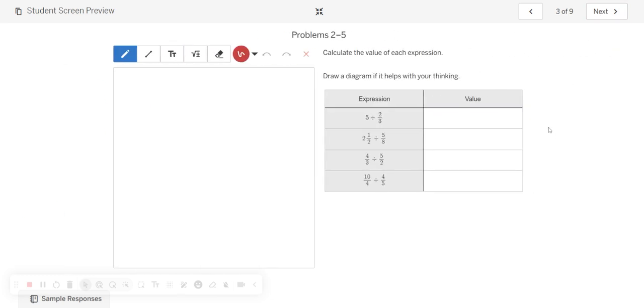So here we go. Draw a diagram if it helps. Did I draw diagrams? No, I think I just divided. Here we go. I'm looking at my notes, I just got common denominators. So 5 would be 5 over 1 divided by 2/3. So thirds would be the common denominator. That would be 15/3 divided by 2/3 equals 15 over 2.